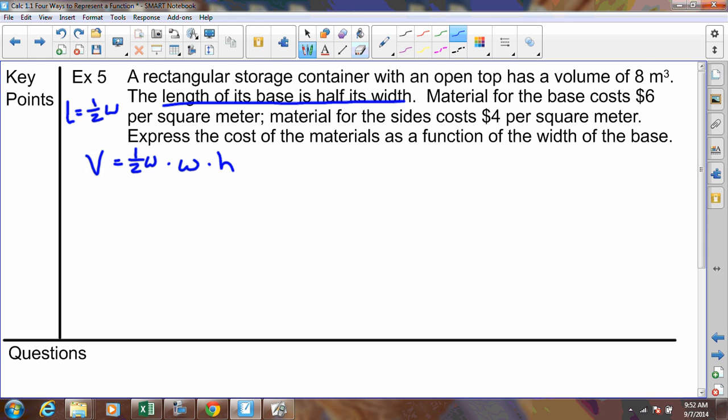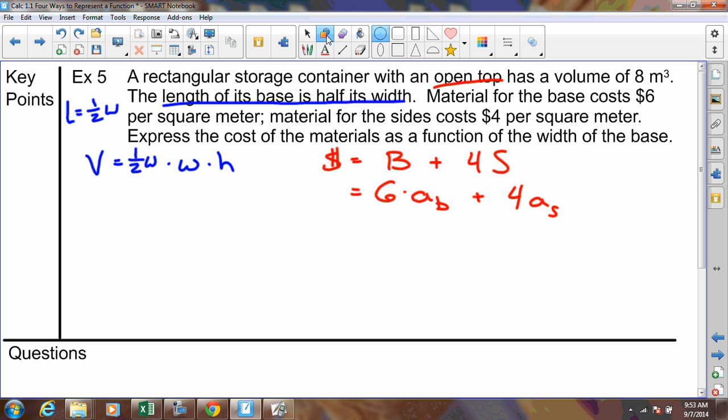Okay. We also have then this relationship for the material. The cost of the material is going to be the bottom plus the four sides. You'll note I don't have a top listed because we are told it's an open top. So there is no top sheet that will fill it in. Well, if we want the cost then, it's going to be $6 per square meter. That will be the area for the base. And then $4 for the area of the sides.